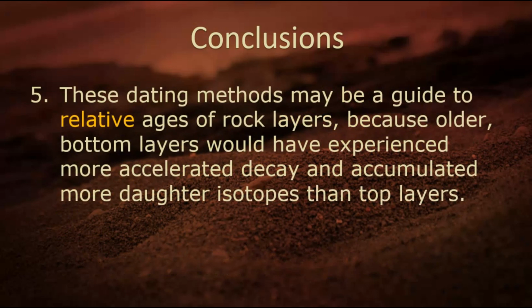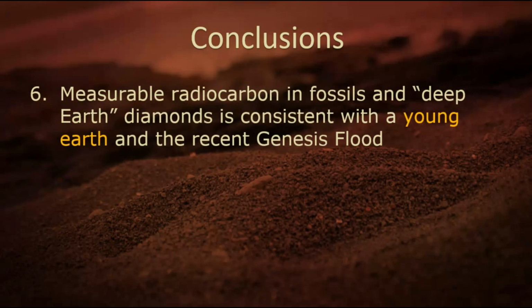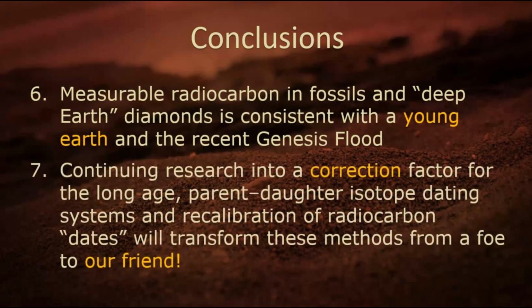These dating methods may be a guide to relative ages of rock layers because older bottom layers would have experienced more accelerated decay and accumulated more daughter isotopes than top layers. Measurable radiocarbon in fossils and deep earth diamonds is consistent with the young earth and the recent Genesis flood. And continuing research into a correction factor for the long-age parent-daughter isotope dating systems and recalibration of radiocarbon dates will transform these methods from foe to our friend.